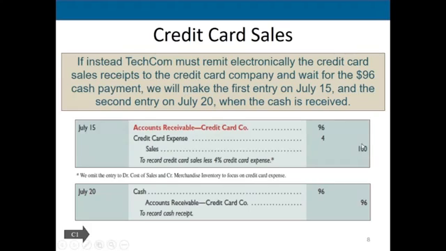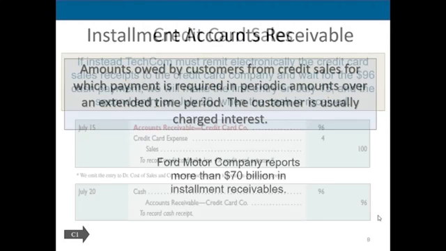So when you make the sale, what you really have now is an accounts receivable from the credit card company. It's not the customer who owes you any longer. It is now the credit card company that owes you that $96. And then later down the road, when you actually get the money, you're just going to receive the cash and relieve the accounts receivable for the credit card company off the books.